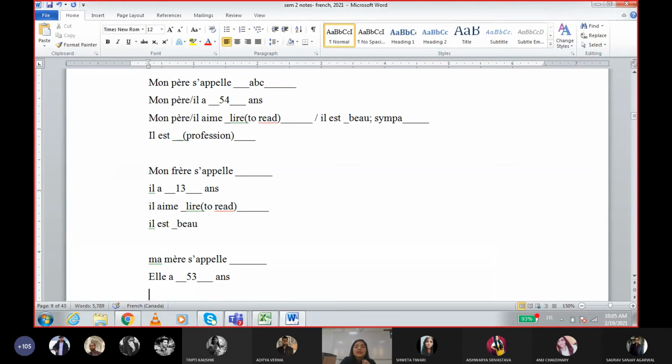Okay, and for beau, now you will write belle. This is the only difference for female members. Instead of beau you will write belle, because beau means handsome and belle means beautiful. These 2 are very, very nice words and very important from the point of view of translations as well. How to say handsome, how to say beautiful.